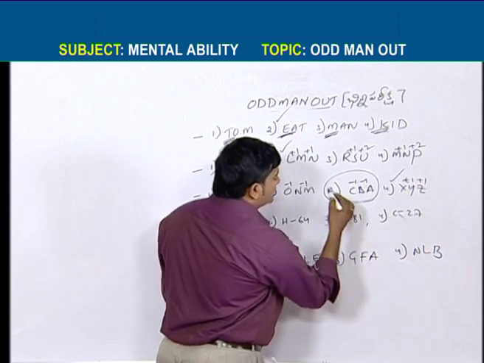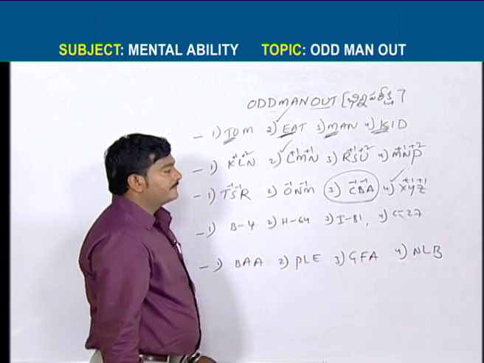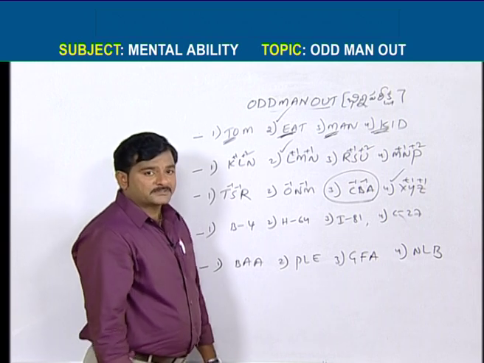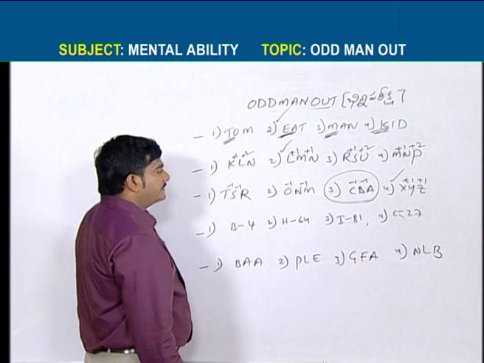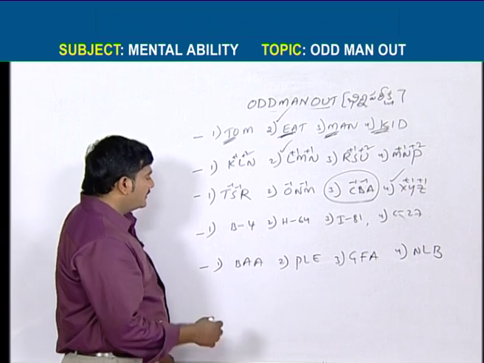Just change this. Okay, it's not ABC. It's CBA. Minus 1, minus 1. Finally plus 1, plus 1. Hence the answer is the fourth option.